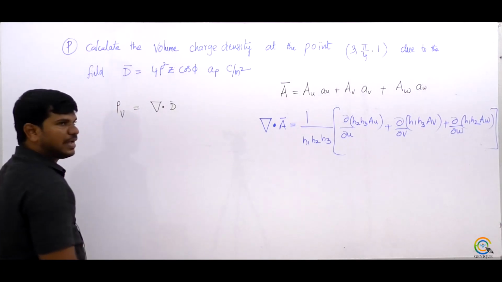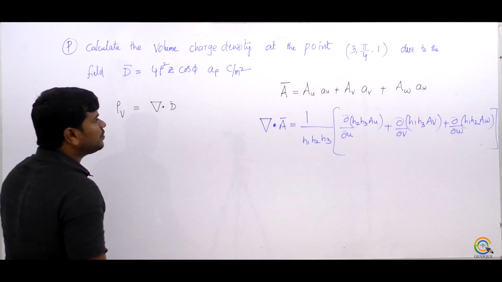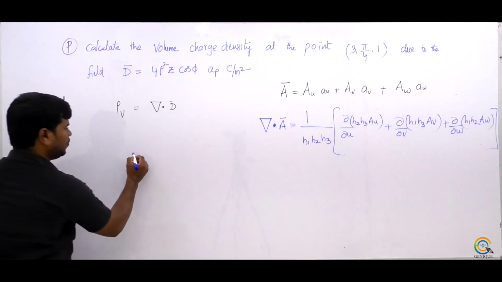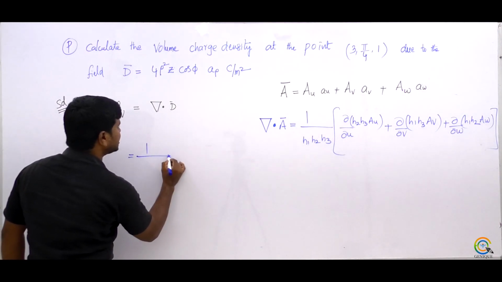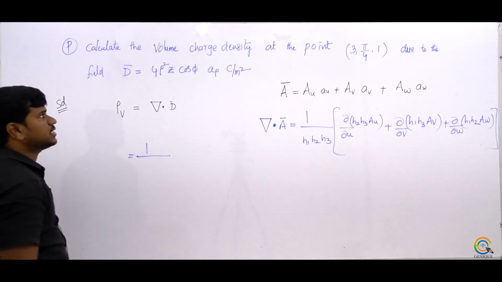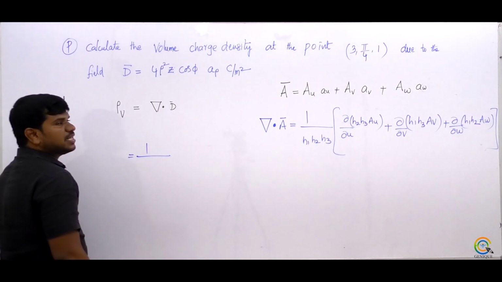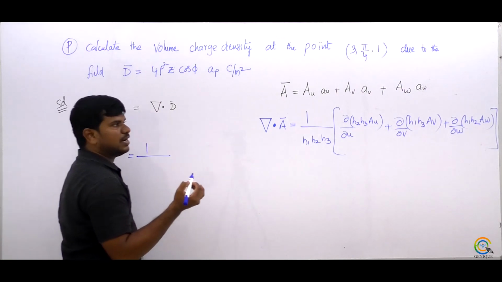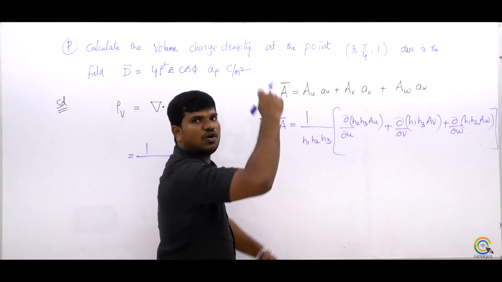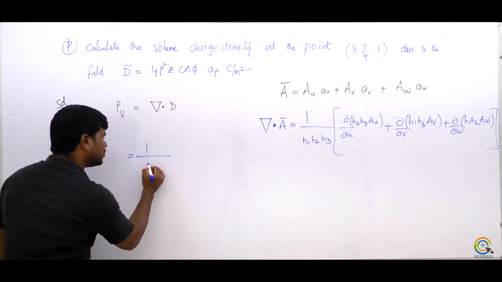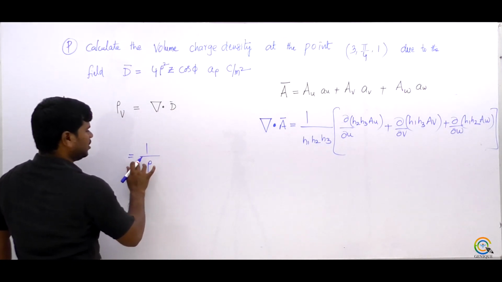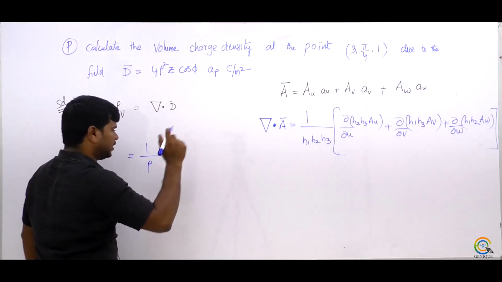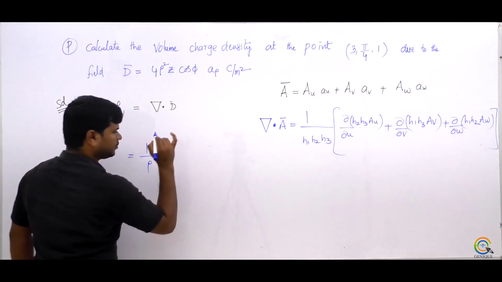Now, how can we apply it here? What we have to find is rho v. Rho v is equal to 1 divided by H1 H2 H3, because it is given in the cylindrical coordinate system. What are H1, H2, H3? They are 1, rho, 1. So H1 H2 H3 is 1 into rho into 1, which is rho, so the prefactor is 1 by rho.